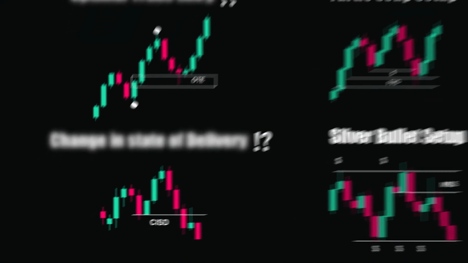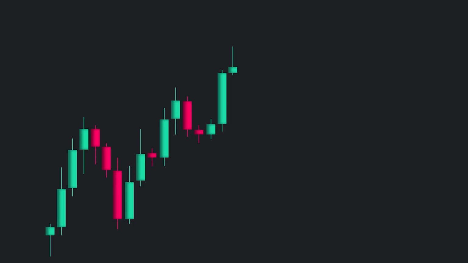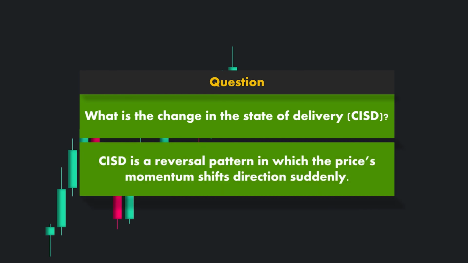Next, we have the powerful concept of change in state of delivery, or CISD. But before we continue, what exactly is the change in the state of delivery? CISD is a reversal pattern in which the price's momentum shifts direction suddenly, signaling a potential reversal.